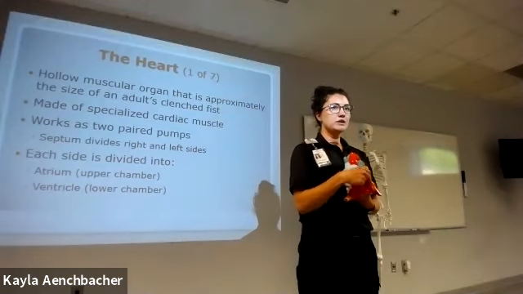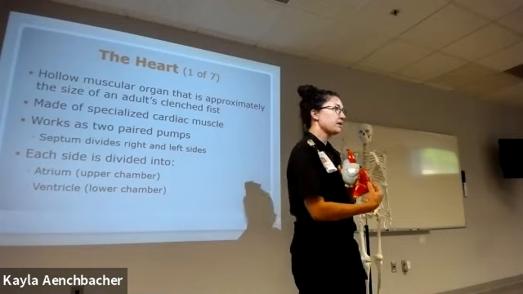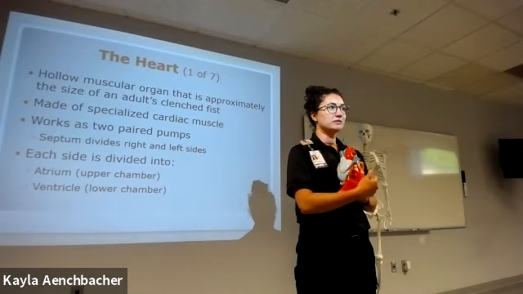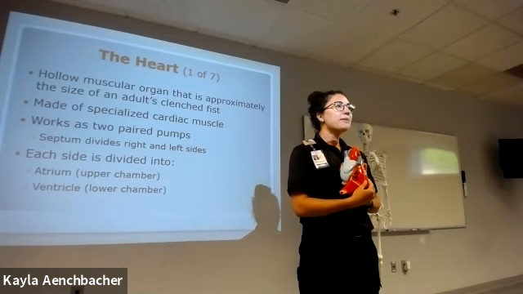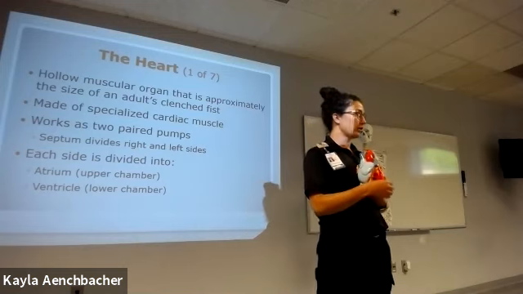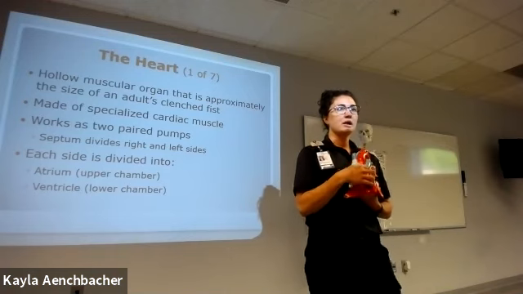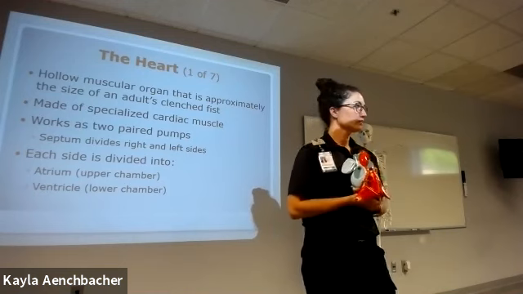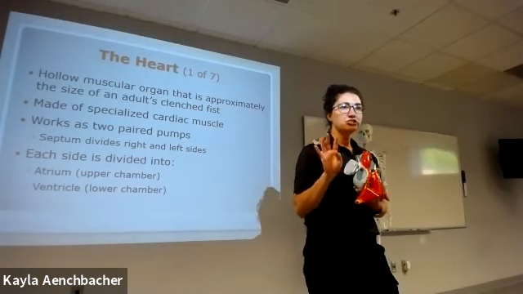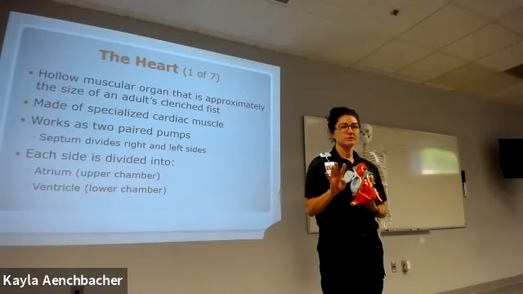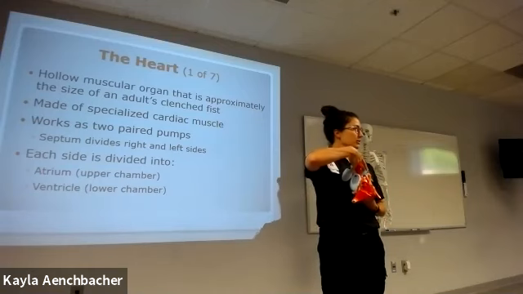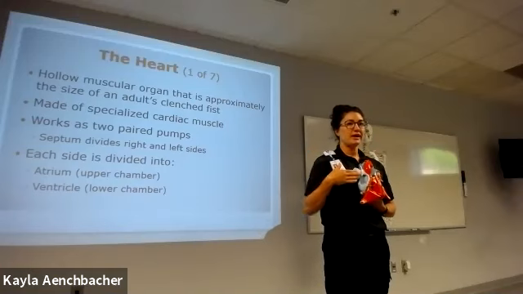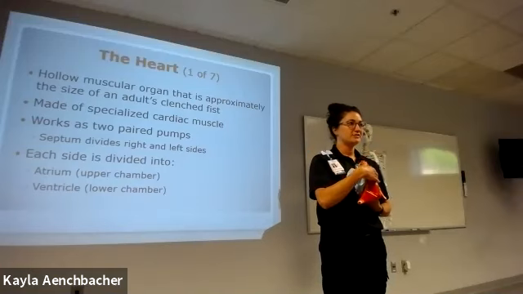Just like we talked about the nose, what do you think this meaty part right here in the middle is that divides it into the right and left side? The septum. So the septal aspect of the heart, we're going to have a right side and a left side. We're going to have 4 different chambers in our heart. The 2 on the top are going to be the atria. So I have my right atria and my left atria.